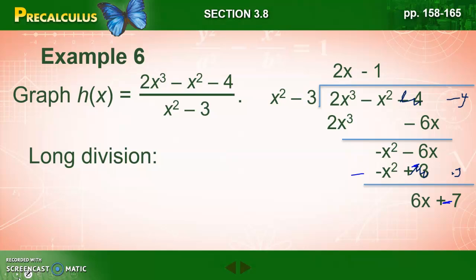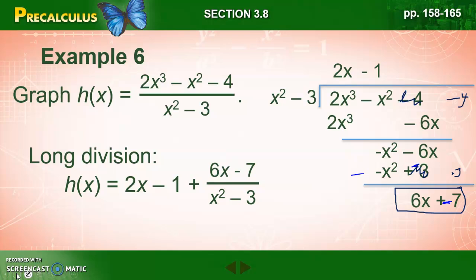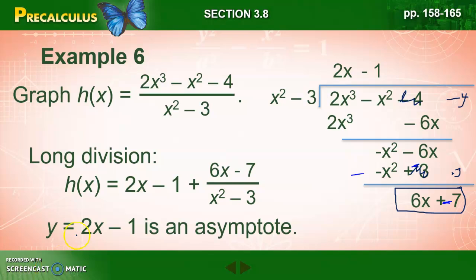Now remember, we said if the degree of the numerator is 1 more than the degree of the denominator and the remainder is not 0, then we are going to have an oblique asymptote. So when we divide, we're left with 2x minus 1 plus (6x minus 7) over (x squared minus 3) as our remainder. So y equals 2x minus 1 is an asymptote. So to determine our oblique asymptote, whatever we have when we divide, as long as the remainder is not 0, that's also going to be the line that represents our asymptote.